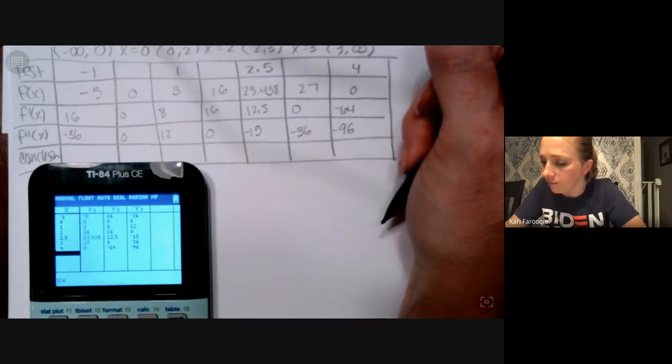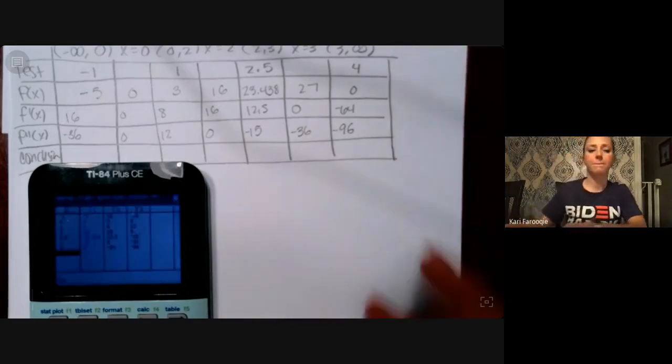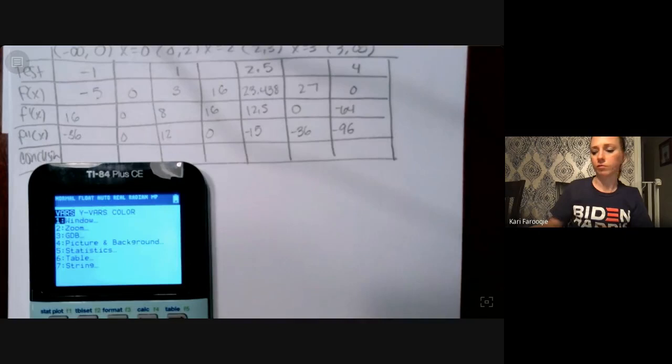Yes, yes. Okay. Oops. Oh no, we don't want to see the graph. That's like a spoiler.